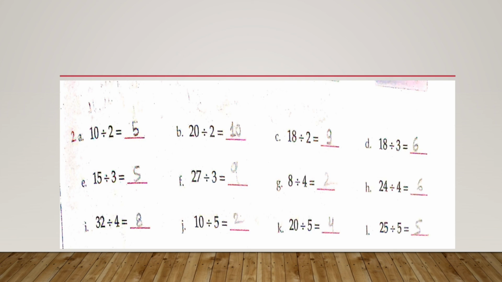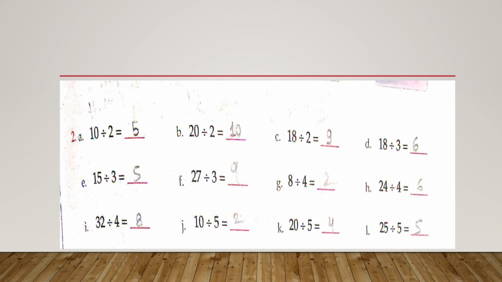Now F part, 27 divided by 3. 3 9s are 27. So children, when you divide 27 by 3, you will get answer as 9. Now G part, 8 divided by 4. So children, your answer will be 2. Now H part, 24 divided by 4. Children, you will read the table of 4 until you get 24. So 4 6s are 24. So your answer will be 6.